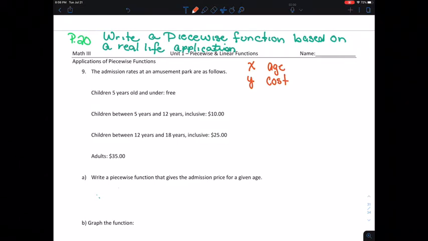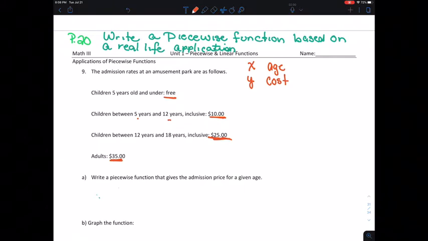In this scenario, they tell us that children under the age of 5 are free. Children between 5 and 12, inclusive, are $10. Children between 12 and 18 years are $25. And then the adults are $35. So let's write a piecewise function to do that.